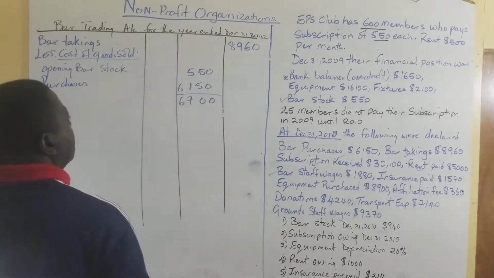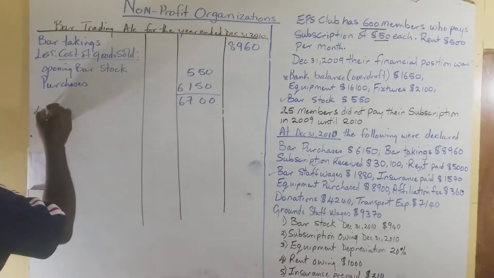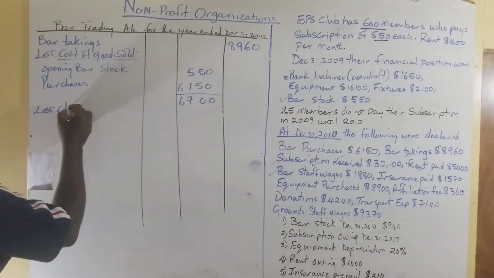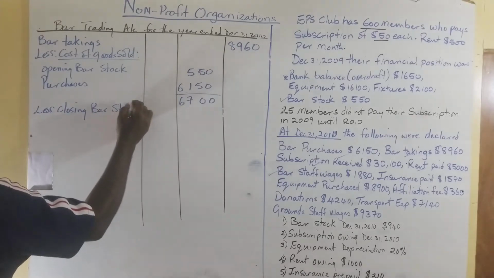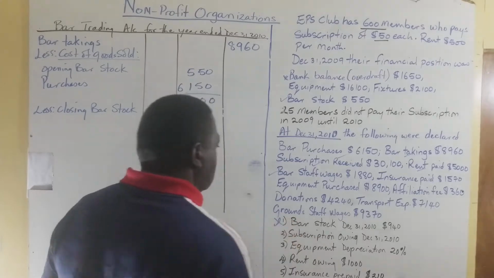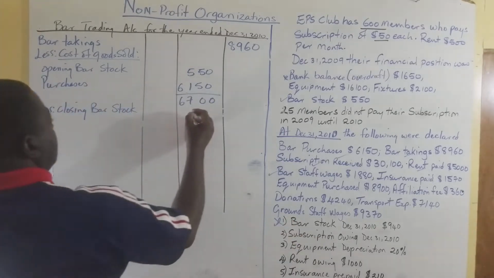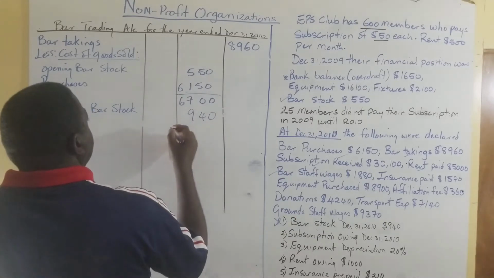Right? So it's at 6,700. We're going to subtract now the closing bar stock. And the closing bar stock is right here. It is 940. So we're subtracting.